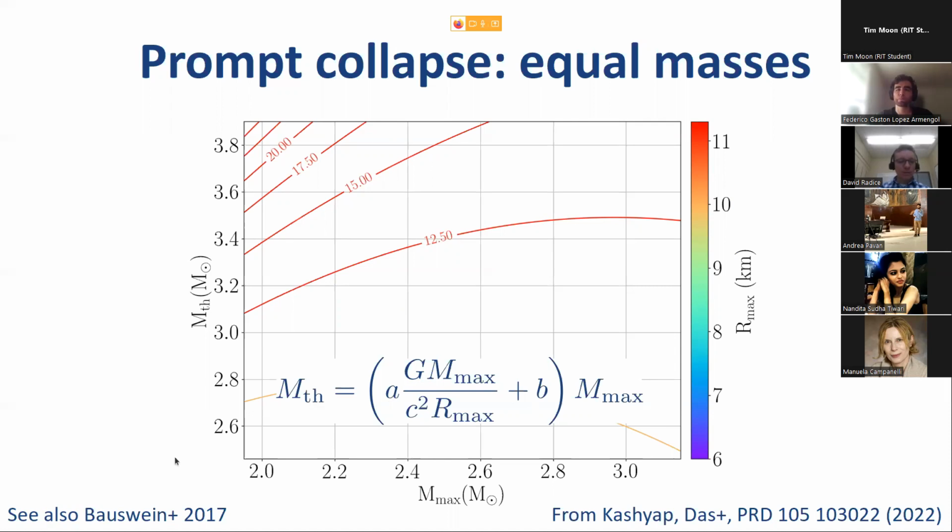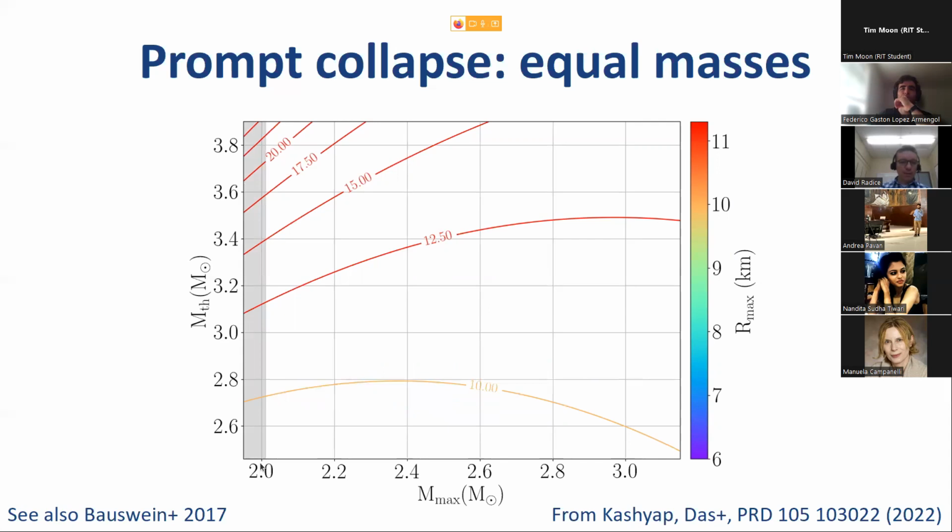Now, the key observation that Andreas Bauswein made is that if we fix R max, say we choose 12.5 kilometers for the radius of the maximum mass neutron star, then this relation is a curve in the plane M threshold, M max. This curve here, for example. And now what we can do is we can plot constraints on this plane and rule out some regions, and then by that exclude some possible neutron star radii. So let's see how this works.